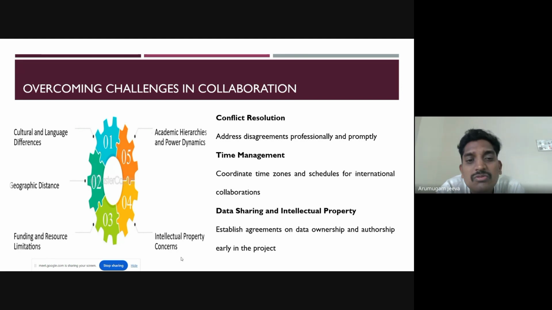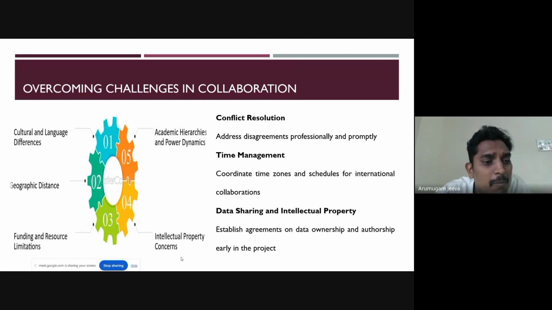As when we go for collaboration, we should know what kind of agreement we have established on data ownership or process ownership. That has to be discussed clearly early in the project. So this is the way we can overcome the challenges in collaboration, right?